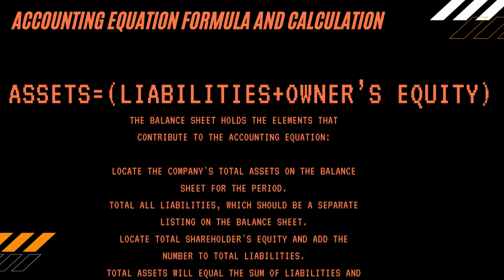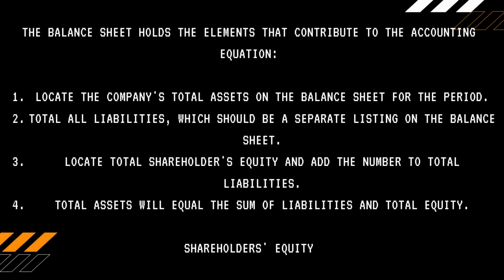Accounting equation formula and calculation: assets equals liabilities plus owner's equity. Assets equals liabilities plus owner's equity. The balance sheet holds the elements that contribute to the accounting equation.